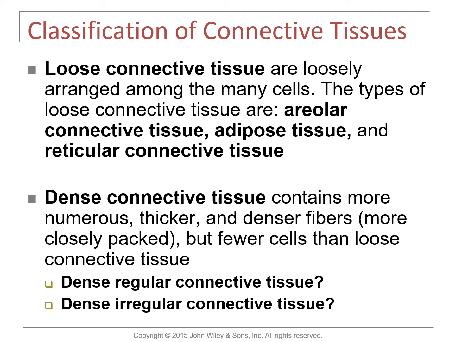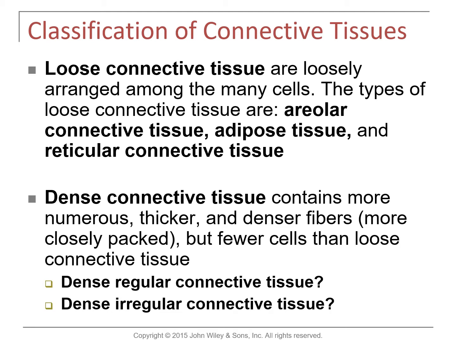Let's move on to the next group, dense connective tissue. These have fewer cells, but more extracellular matrix that contains numerous thicker and denser fibers, which are tightly packed together, and again, fewer cells. There are two major types of dense connective tissue, dense regular connective tissue and dense irregular connective tissue. Dense connective tissue is a type that tends to bind and hold structures together.